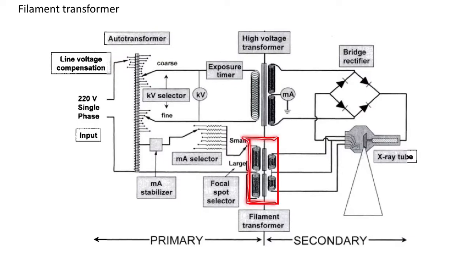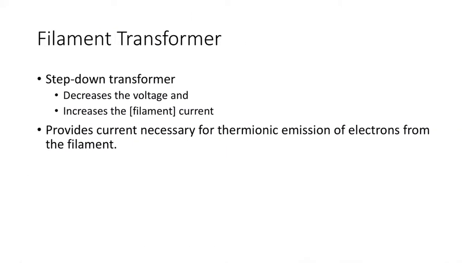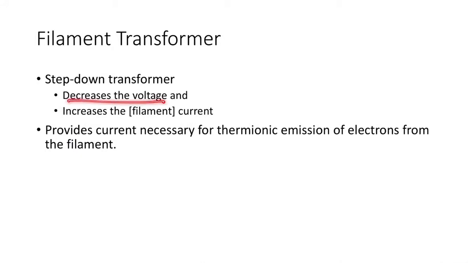This transformer does the opposite of what the high voltage transformer does. Specifically, it decreases the voltage. But as I've mentioned, when a transformer decreases the voltage, what it does for current is that it increases it. So decreasing the voltage increases the current. Because it decreases the voltage, this filament transformer is also known as a step-down transformer.